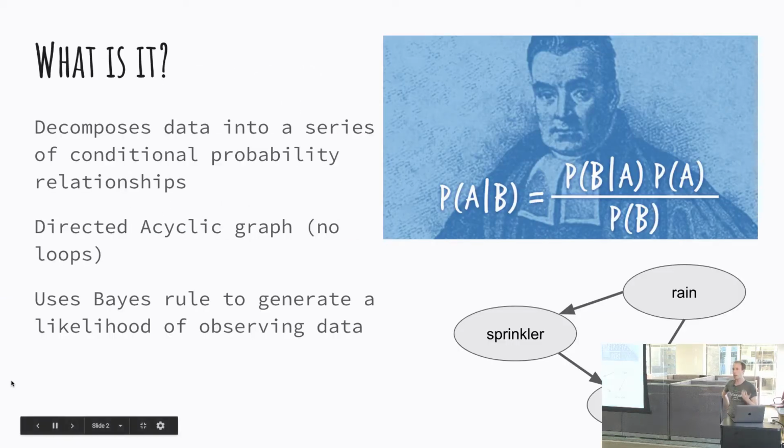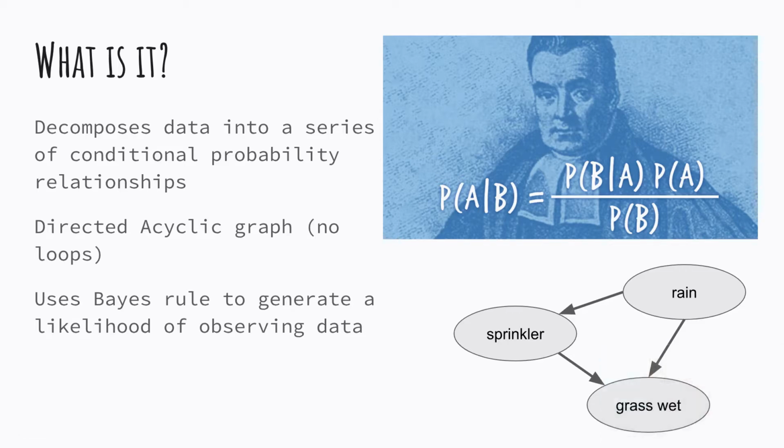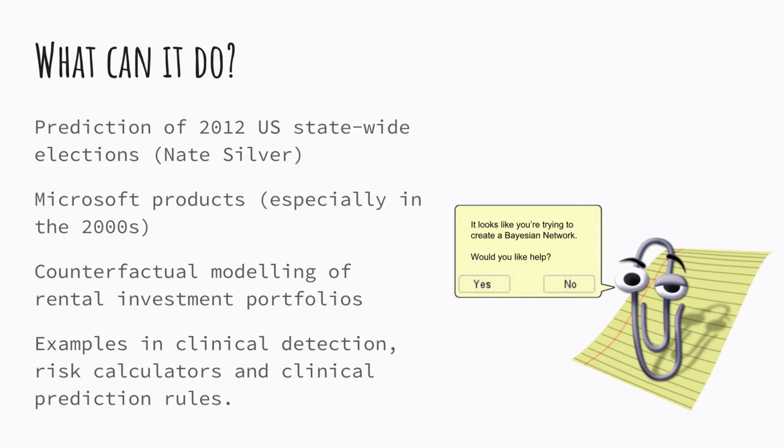So what are Bayesian networks? The idea is essentially you have some data and you want to decompose this data into a series of conditional relationships. You can think of this as a causal network. For example, in this network, if the grass is wet, it could be that it's been raining, or it could be that you've been using sprinklers. But there could also be a relationship between whether it was raining and whether you use sprinklers or not. So you can build these relationships together.